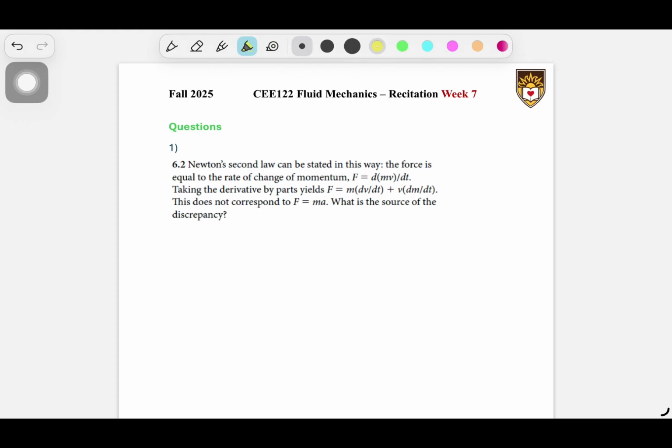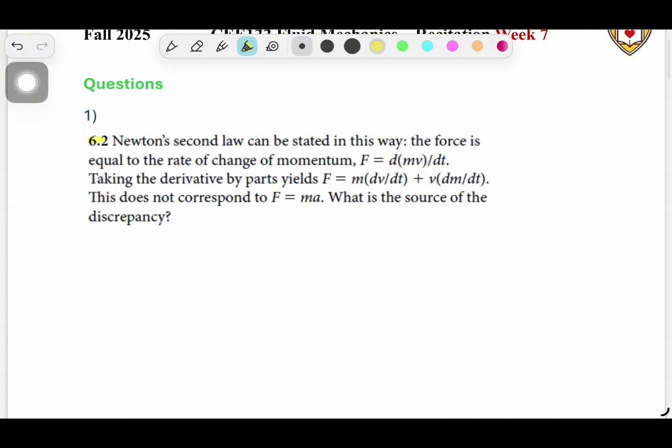Hello, everybody. Welcome to the recitation session for fluid mechanics. This is week 7. This week we will have 4 different questions, and they are mostly related to the momentum equation. So let's get started with the first one. This is question 6.2.